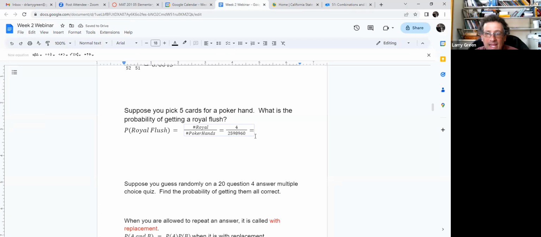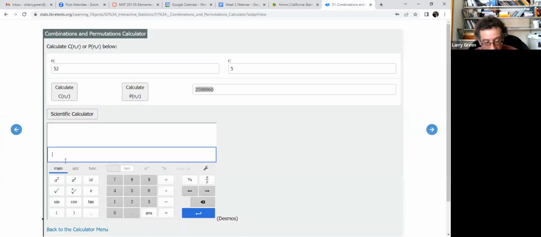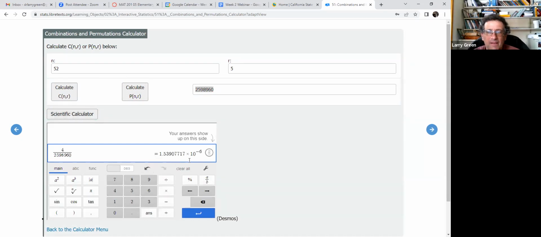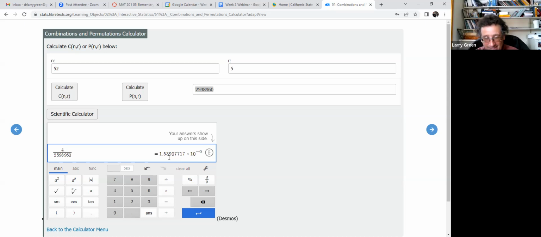Okay, and we can do that by going to the scientific calculator and going 4 divided by that number. So is the probability 1.539 about? Is that correct? Yes, but it's not 1.539. It's about like 0.0000, or 6 zeros, and then 1. I want to mention, actually, it's not 6 zeros, but we'll get there.